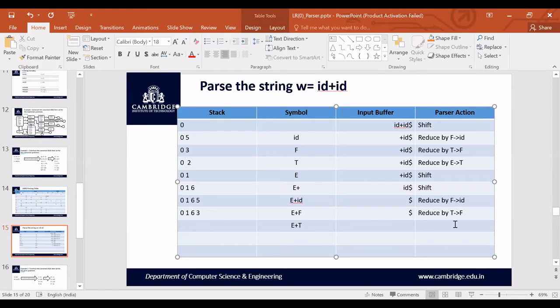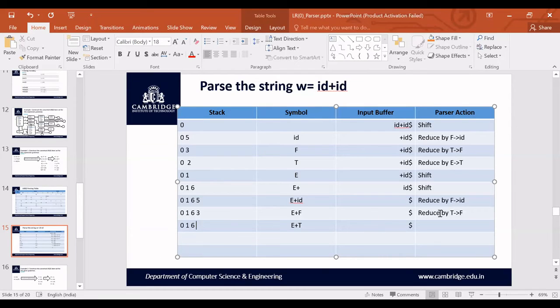Now what is there in the input buffer? It is dollar. So how many symbols have you reduced from the previous step to this step? It is only one symbol. You have replaced just F with T. So how many symbols should be popped out of the stack? It is only one symbol that has to be popped out of the stack, which is present on the stack top. The symbol that is present on the stack top is 3. So only 3 will be popped out and all other states will remain as it is. 6 also will remain as it is.